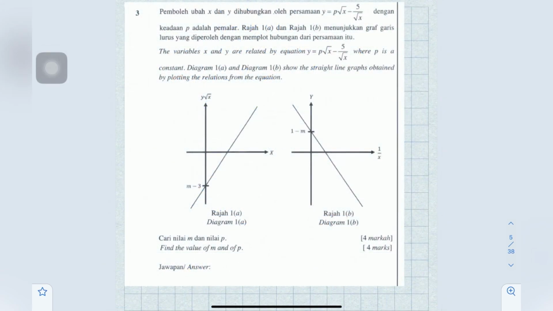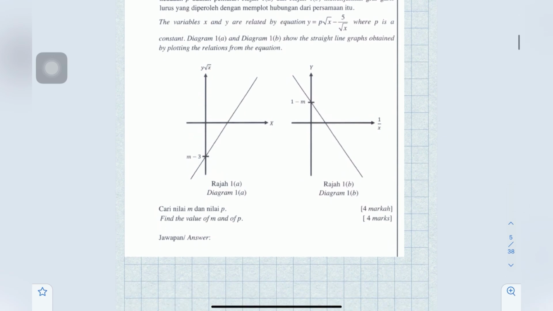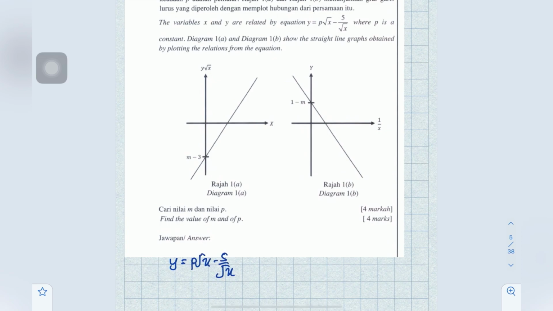Number 3, the variables x and y are related by the equation y equals p sec x minus 5 over sec x, where p is a constant. Diagram 1a and 1b show the straight line graph obtained by plotting the relations from the equation. Okay, so sekarang kita start daripada equation y equals p sec x minus 5 over sec x.